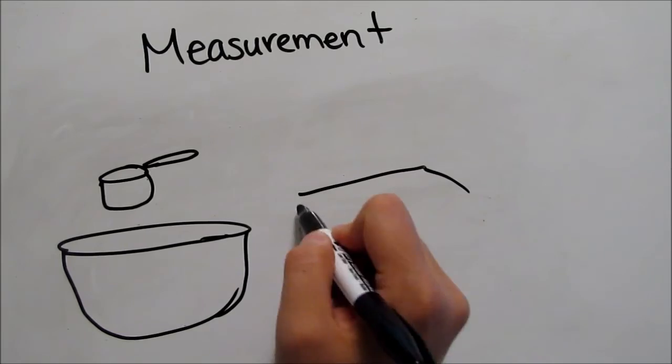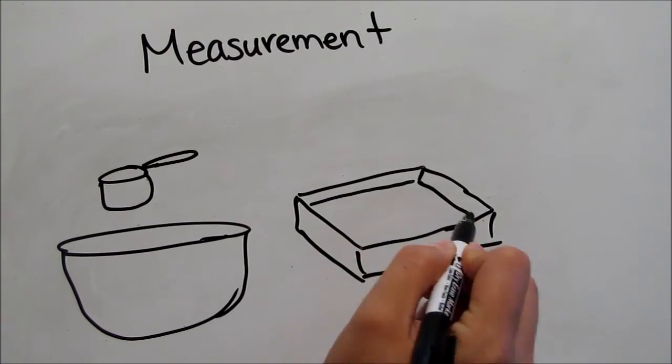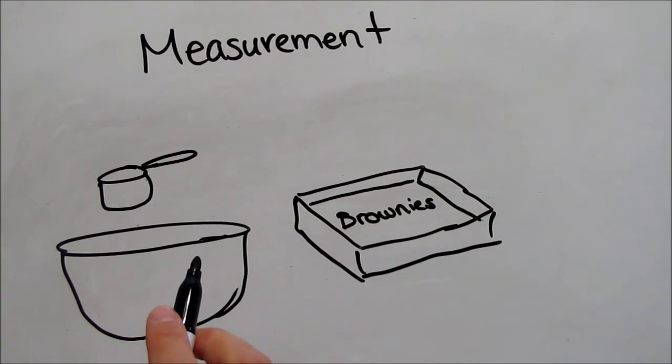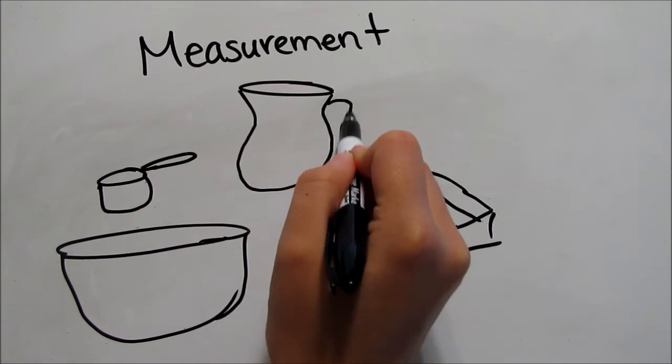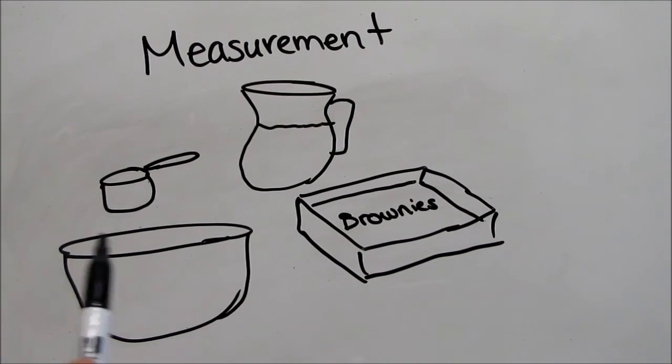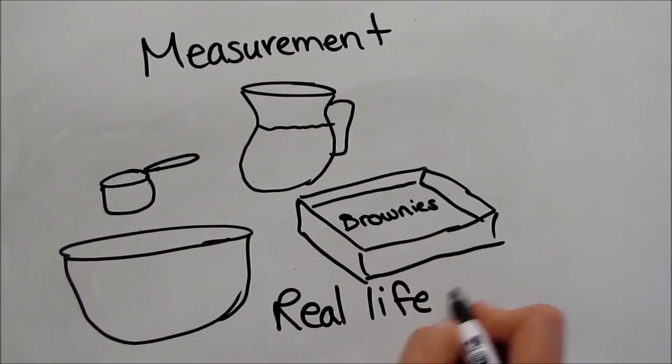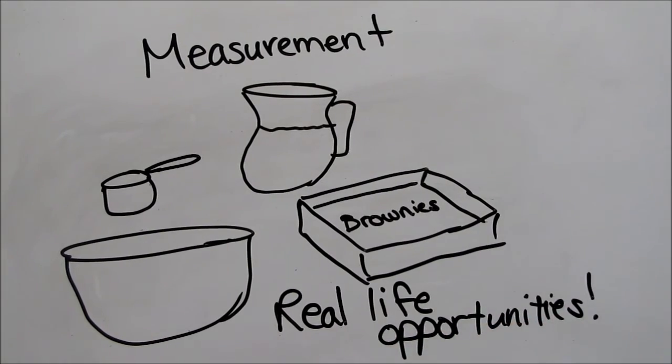I also encourage kids to look around their pantry or bathroom. All kinds of items have measurements labeled on them. Ask your child if the milk in his cereal would be measured in cups or quarts. The kids who really understand measurement have real-life opportunities to notice it and work with it.